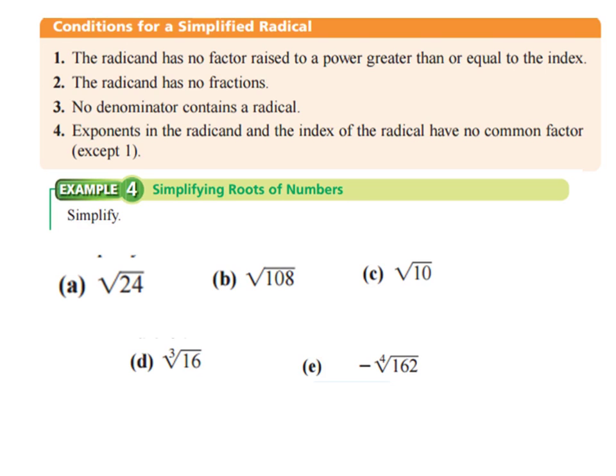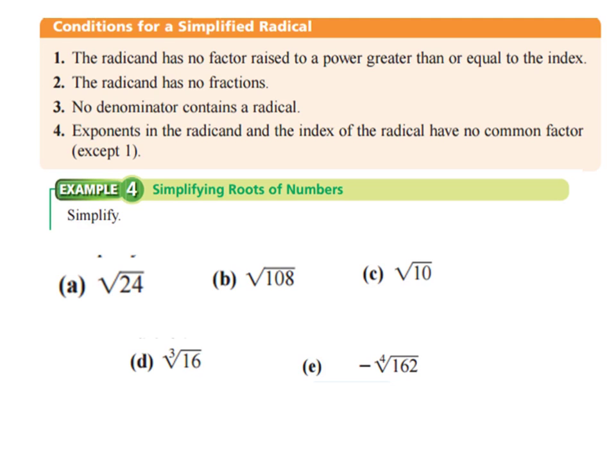Now so far we've had either radicals that simplified completely or simplified not at all. So there is in between. Conditions for having a simplified radical: The radicand has to have no factor raised to a power greater than or equal to the index. If it does, it can be simplified. The radicand has no fractions, so you can't have a fraction inside or part of a radicand. No denominator contains a radical. And exponents in the radicand and the index of the radical have no common factor except 1. So again, there's a few rules there. We'll take a look at what that turns into when we're looking at these questions here.